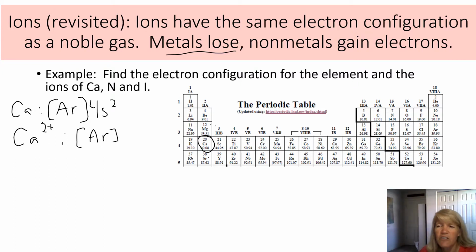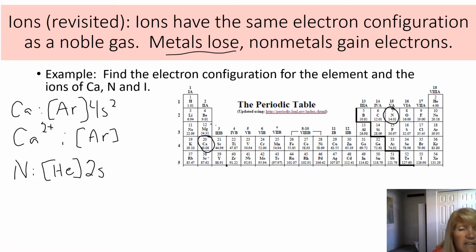Let's look at nitrogen. Here's nitrogen. If we did its electron configuration, we could use the noble gas before, which is helium, but we could also just say 1s2, then 2s2, 2p3. So that's nitrogen. Well, nitrogen is a nonmetal, and nonmetals gain.